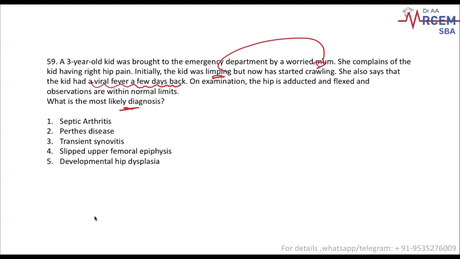So the first thing that comes to our mind is septic arthritis. Let's score the septic arthritis using Kocher's criteria. In Kocher's criteria, the kid currently doesn't have the fever, only has the limp. So it scores 1. A score of 1 is a 3% chance, so unlikely. A predisposing factor of a viral fever along with the limp is suggestive of transient synovitis, which fits with the age group also. So it is transient synovitis, not septic arthritis.